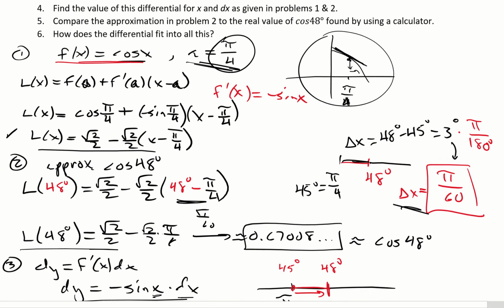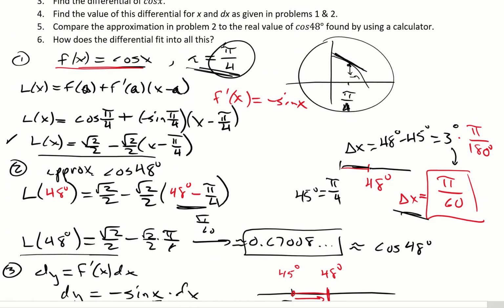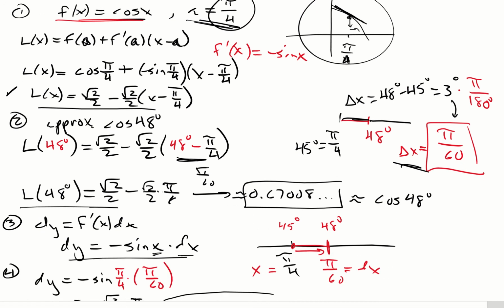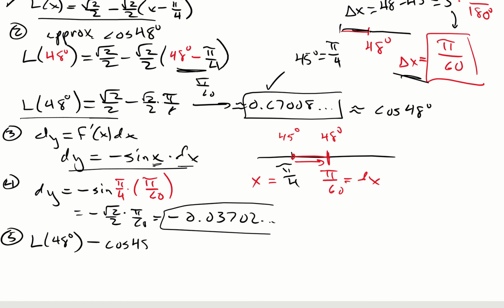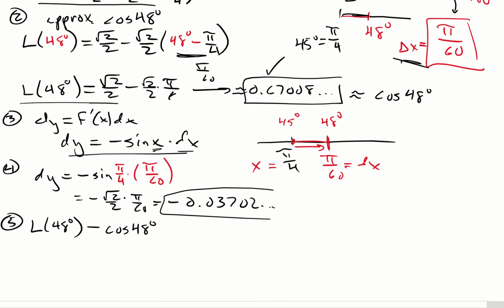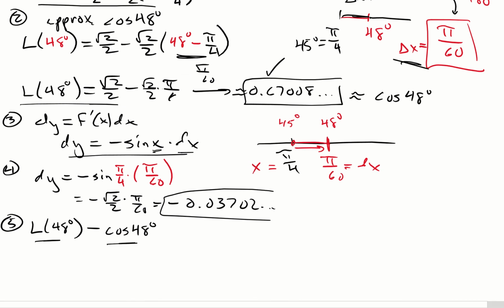All right, number 5. I'm trying to cram this into one video so you can pause it and rewind. Compare the approximation in problem 2 to the real value of cosine of 48 degrees. The approximation in number 2 is this guy. So for number 5, I'm going to take L of 48 degrees and subtract from it using a calculator. Okay, so compare these two. This is an approximation, and this is the real deal.